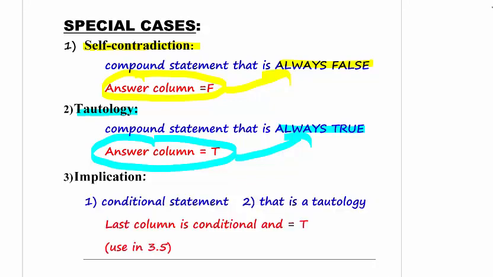Our last one is our implication. Implication is actually a special case of a special case. The key is, again, it's a tautology, which, again, means it's all trues. The new piece that we're adding on to this is that the last column has to be a conditional statement. We're going to use this heavily in 3.5. But again, it means that no matter what you're doing, what you're doing on that last column is an if-then, and that you have to have all trues in that column.